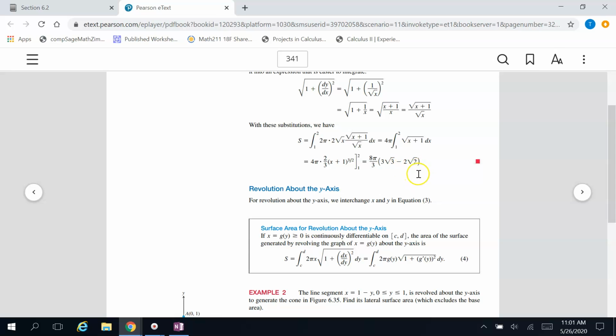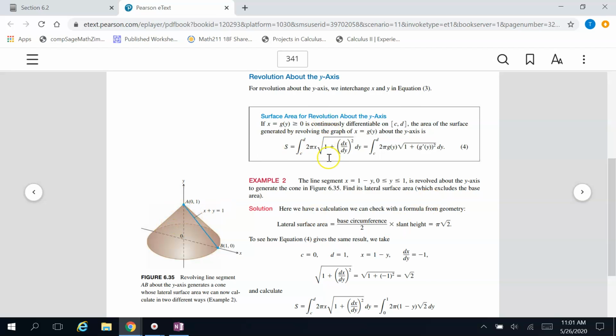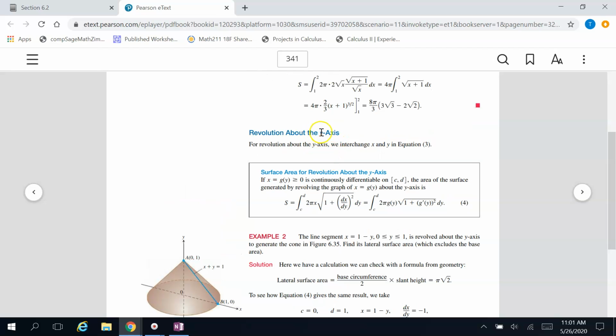Okay, cool. They also do a quick example here as well of integrating with respect to y instead of integrating with respect to x, but I hope it's easy enough to see. It's the same exact formula, you just have them as functions of y's instead of functions of x, so it's no different.